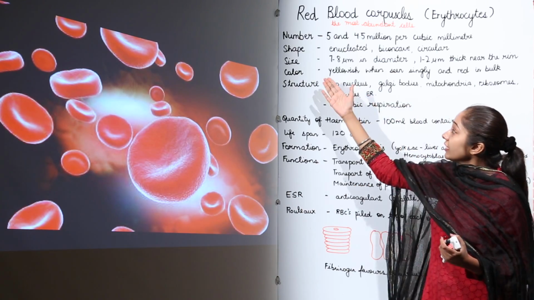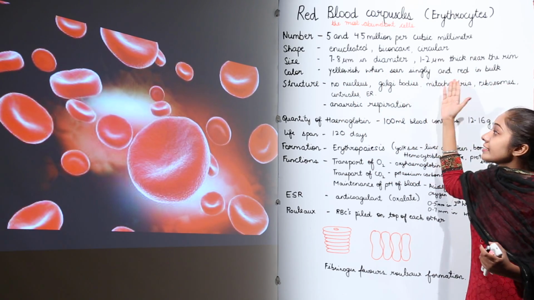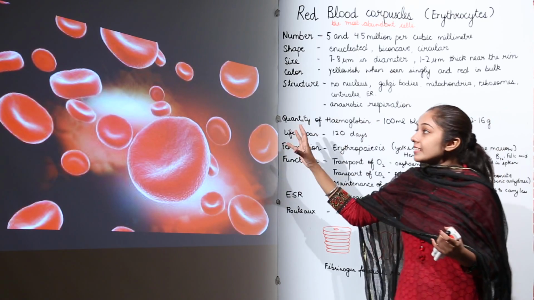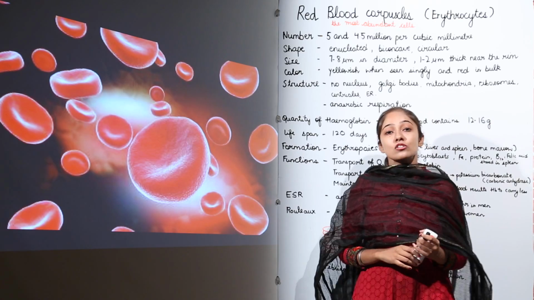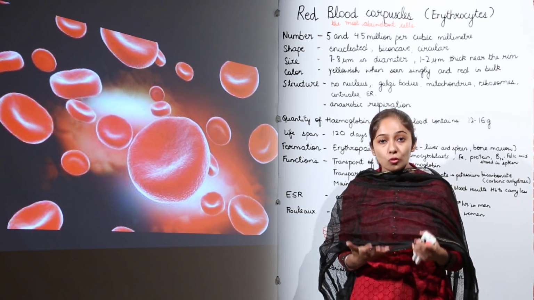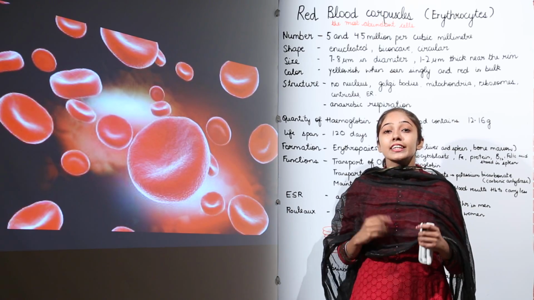Let's talk about the color. They appear yellowish when seen singly and red when they are seen in bulk. The red color is due to the presence of a pigment that we call hemoglobin. The red color of these RBCs is because of the pigment hemoglobin.